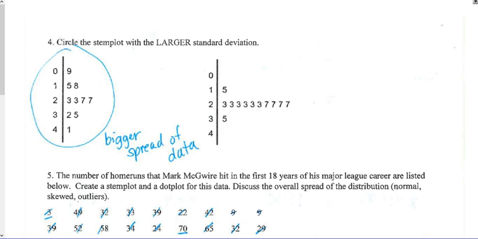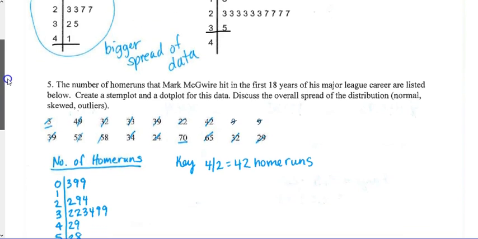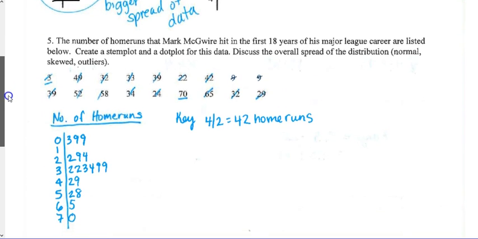All right, stem leaf plot with the larger standard deviation. Notice, even though there's a 0 and a 4 here, this one actually starts at 15 and goes to 35. This one goes from 9 to 41. This has a much bigger spread of data, so it has a larger standard deviation. Remember, that's a deviation from the middle. It's more spread out.